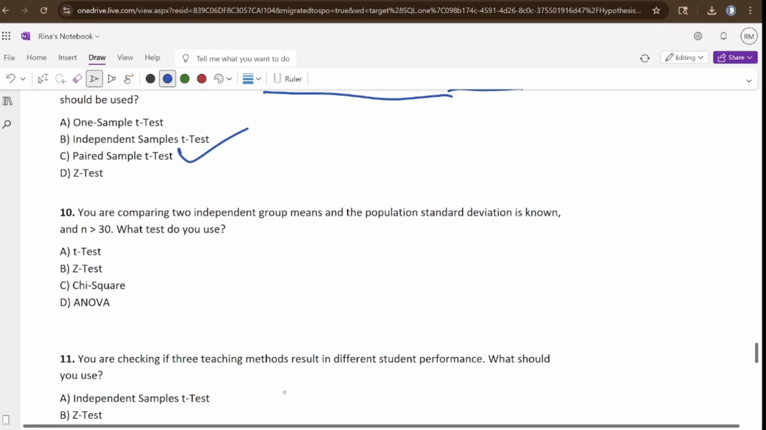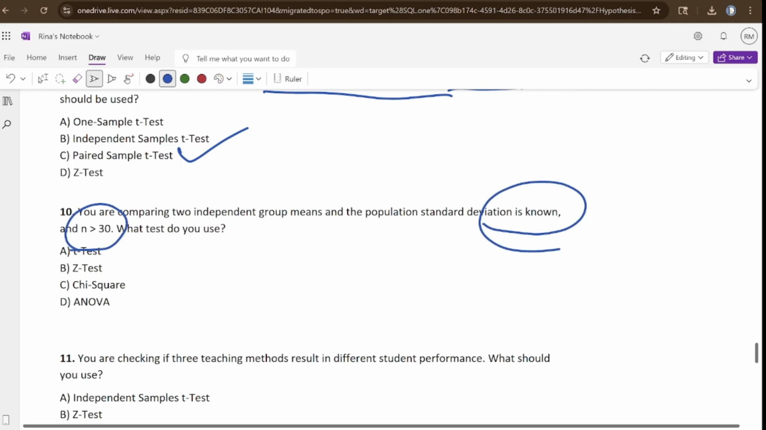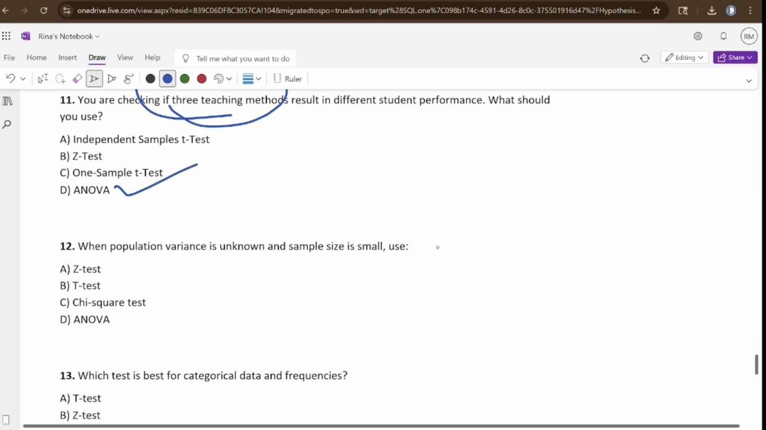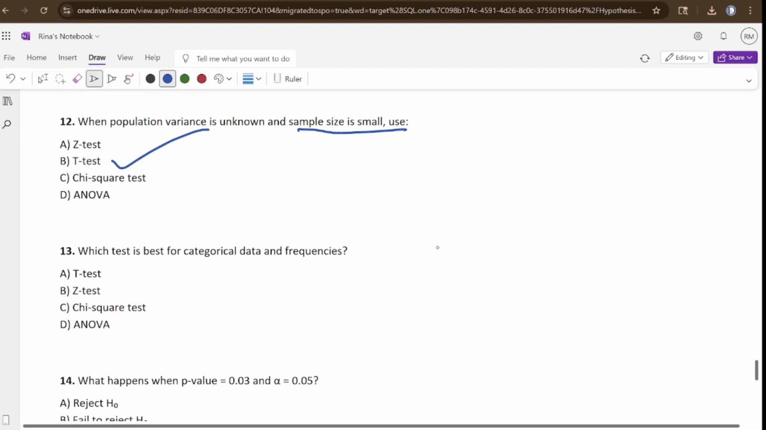Okay. Now if you are comparing two independent group means and population standard deviation is known. See, known and greater than 30. So it will go for G test for means. Okay, G test is two types, for proportion, for means. Now you are checking if three teaching methods result in different student performance. What should you use? Three methods, whenever more than two, you will go for ANOVA. Okay. When population variance is unknown, the sample size is small, that means you will go for t-test. When known and sample size is large, you will go for G-test.